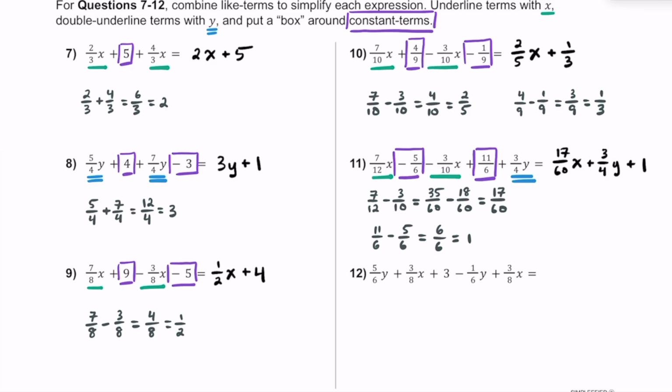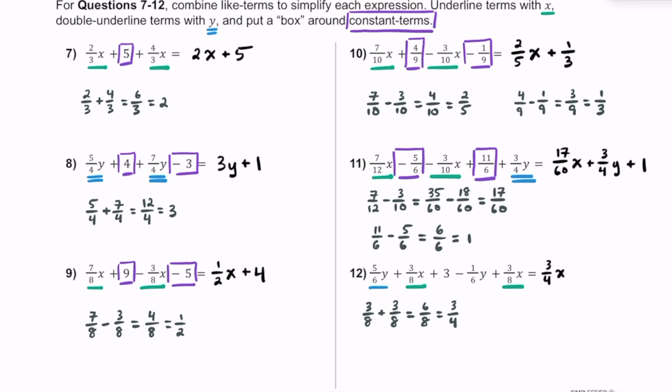For number 12, do we have any x terms? Oh yes, we have this 3/8 x, and we have another 3/8 x. So let's see here. We can add those coefficients. So what's 3/8 plus 3/8? 3/8 plus 3/8 is going to be 6/8. And that simplifies down to being 3/4. Always check to see if you can simplify. So our coefficient for the x term is going to be 3/4, so we have 3/4 x.